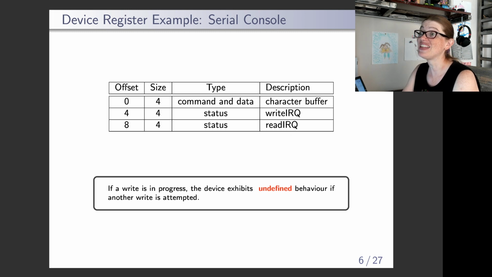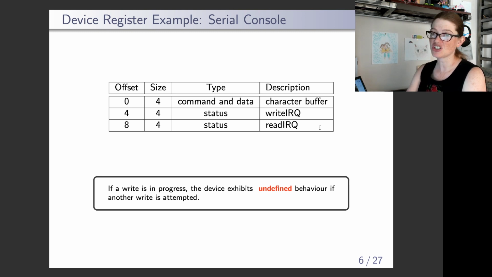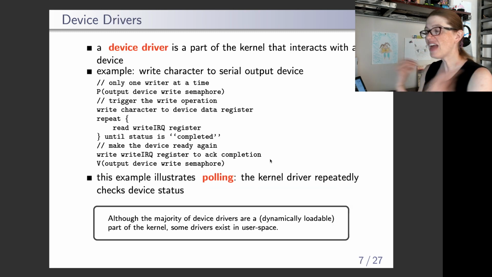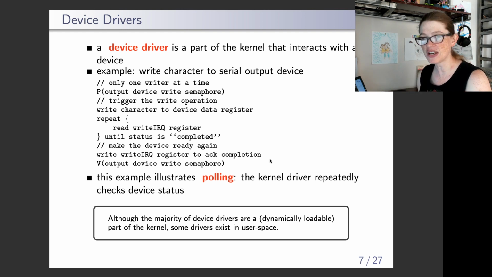That's actually why we have these status registers here. It's so that the kernel can keep track of whether writes are in progress or not, and make sure that we're not actually causing race conditions on the device. So that actually brings up an interesting question. How do we actually read and write all of these device registers? How do we talk to the device inside the kernel? It's not actually that hard. We have what's known as a device driver.